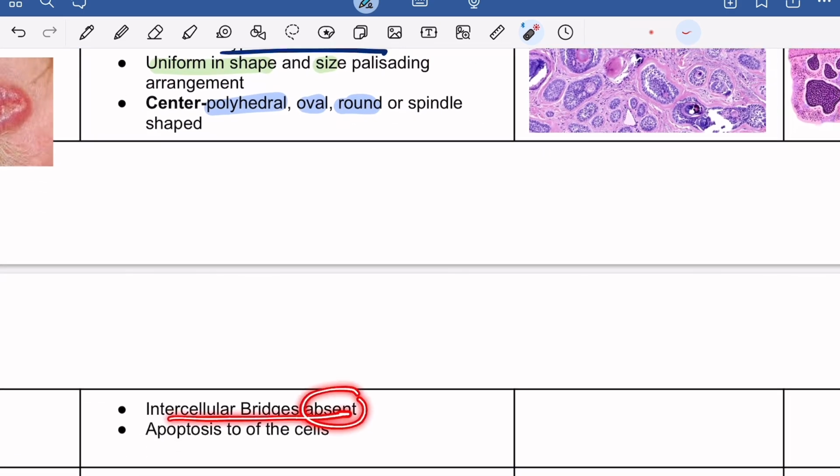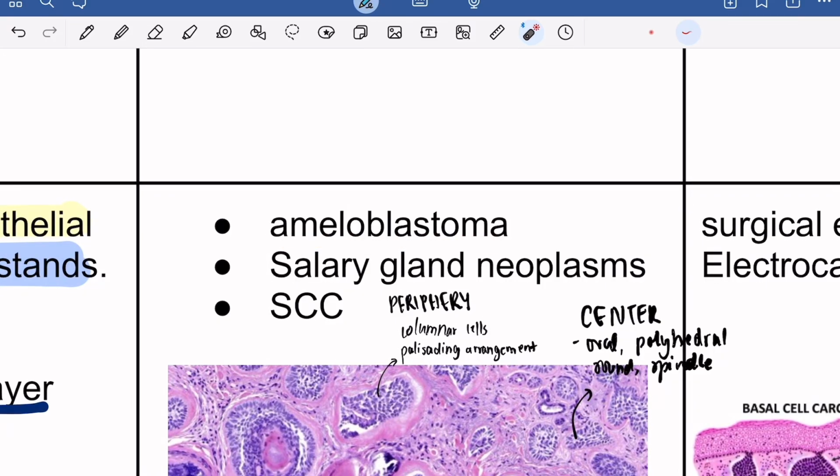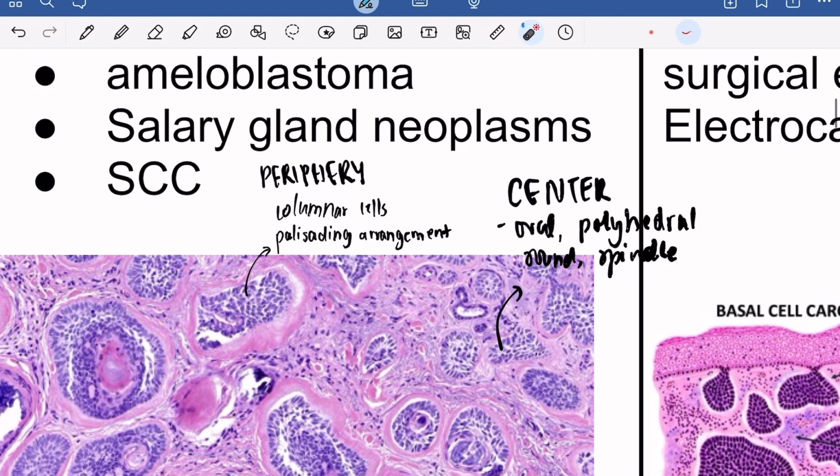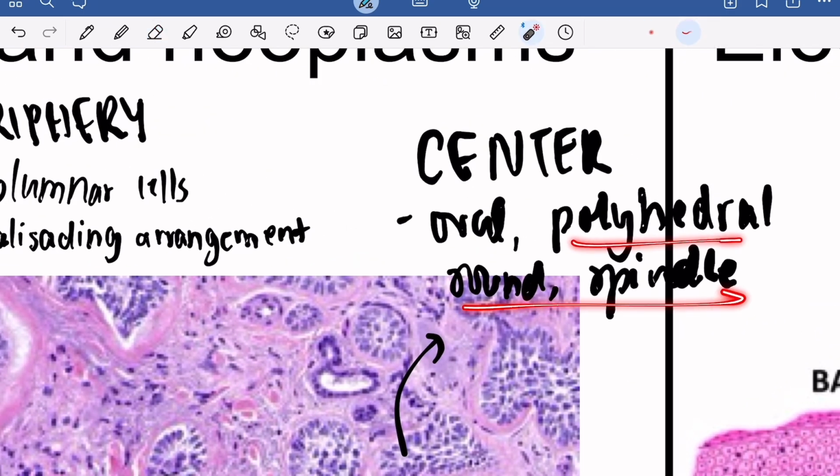The intercellular bridges are usually absent, and apoptosis of these cells can be seen. Differential diagnosis includes ameloblastoma, salivary gland neoplasm, and squamous cell carcinoma. Here we can see that in the periphery we have columnar cells with a palisading arrangement, and the central cells usually are oval, polyhedral, round, or spindle in shape.